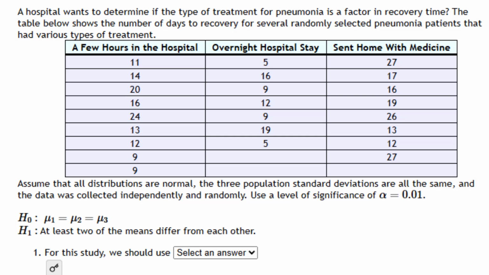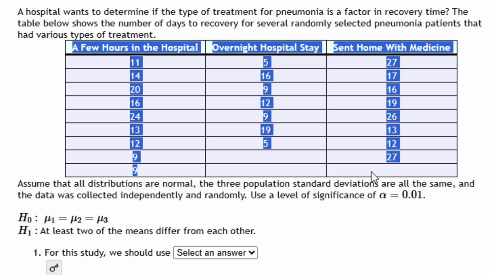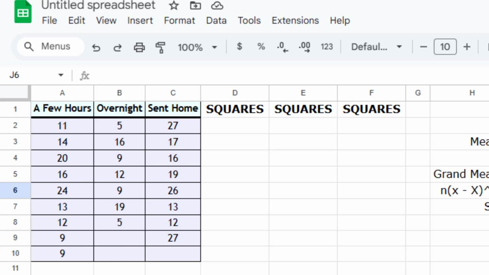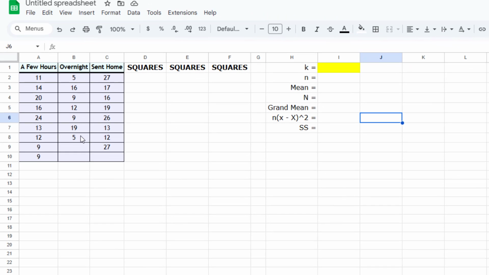Okay, so this is our scenario. To tackle an ANOVA, the first thing you have to do is copy your data and put it into your spreadsheet. So you're going to highlight the table, do Control-C, and then Control-V into your spreadsheet, or if you're on a Mac, I think it's Command-C and Command-V, but you get the idea. Get your data into your spreadsheet, and here is my data in my spreadsheet.